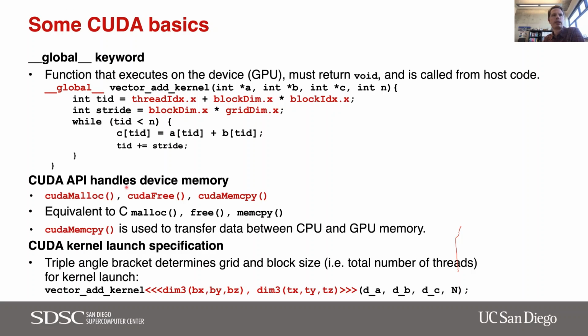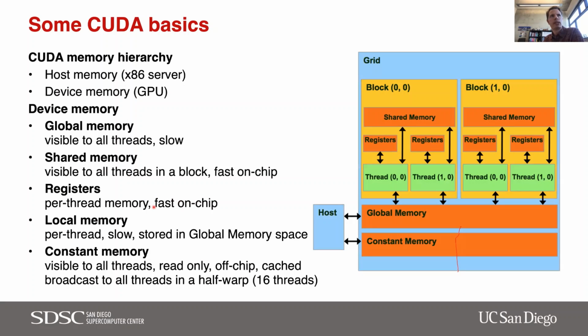These are the other API function calls that handle device memory. And there are some more things to know about the memory hierarchy. You have the GPU memory. I told you it has a high memory bandwidth, but still it is comparatively slow. Whenever a thread requests data from global memory, it takes hundreds of clock cycles until that arrives. So it is comparatively slow.